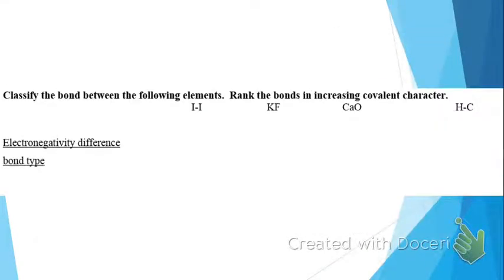So, with these examples of elements and trying to classify the type of bond that they have, we could look at the electronegativity difference from those numbers on the table, and the difference between I and I is 0. We could also look at the type of elements they are and see that this is two identical nonmetals, and either of those things would help us classify it as nonpolar covalent.